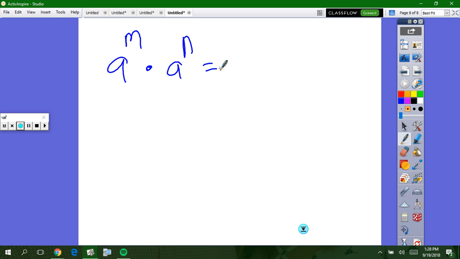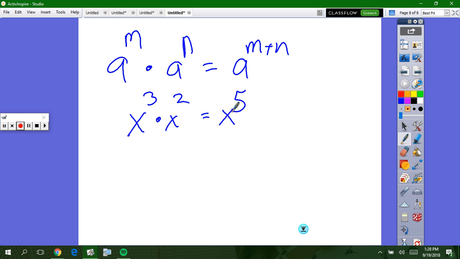Okay. So, if they are like bases, what do we do to their exponents? We add them. For example, x cubed times x to the second. Whitney, wait. x to the fifth.